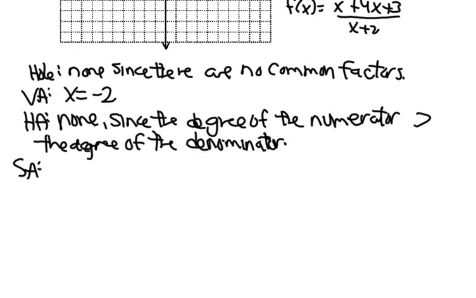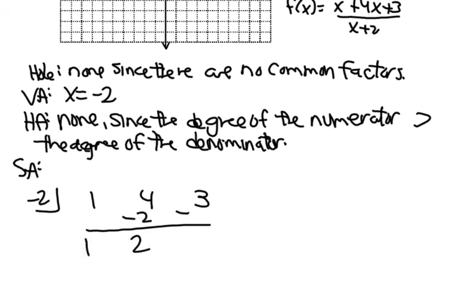Because the denominator's leading coefficient is 1 and the power is 1, I'm going to use synthetic division for this. So it would be -2. Again, I don't care about the remainder. The slant asymptote here is y equal to x plus 2.